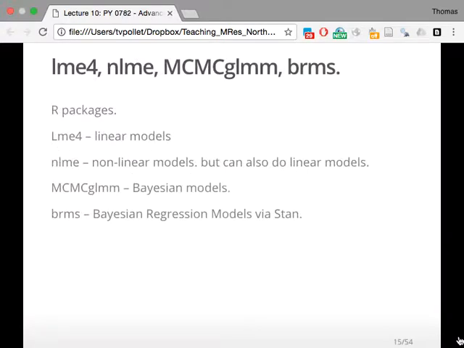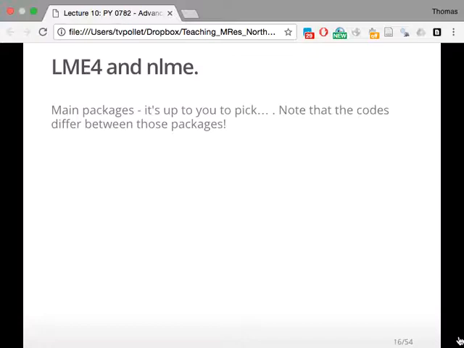So now we're getting to the R bit. I'm going to talk to you today about LME4 and NLME. I've also worked with MCMC GLMM, a Bayesian way of estimating regression models, and BRMS, which is Bayesian regression models via STAN. STAN is another high-end statistical package, and they can do more complex types of models. But if you ever need those, just come and find me and I can give you some things to read. For most of the things you might come across, also in papers, you'll come across LME4 and NLME. So it's up to you to pick.